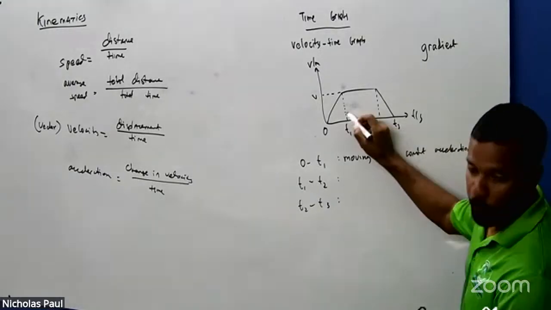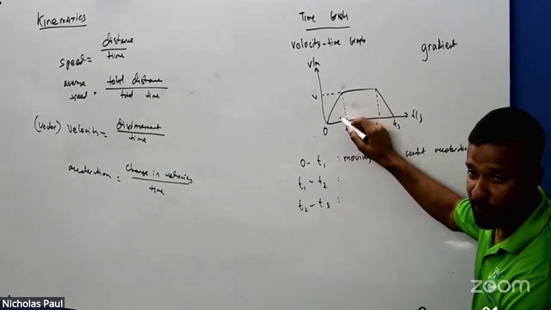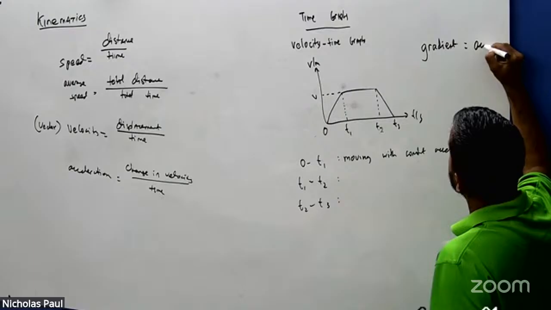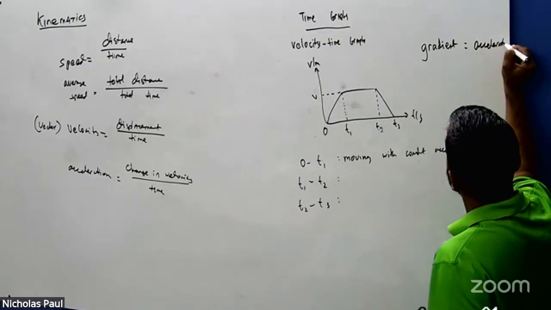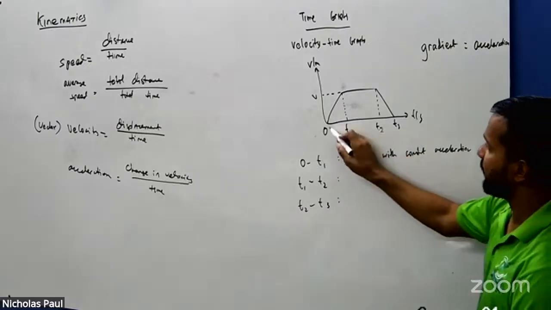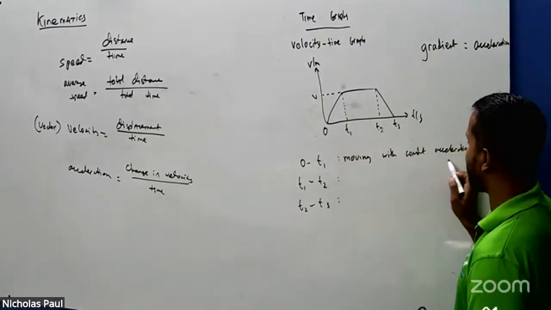So what does the gradient for this graph give you? The gradient for a velocity-time graph gives you the acceleration. So from 0 to T1, they're moving with constant acceleration.